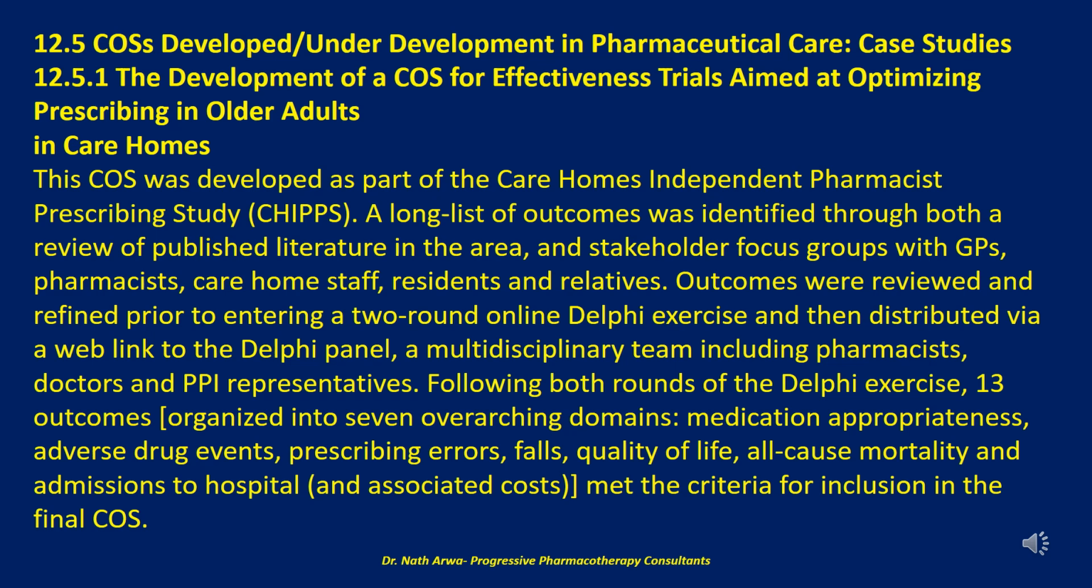Following both rounds of the Delphi exercise, 13 outcomes, organized into 7 overarching domains: medication appropriateness, adverse drug events, prescribing errors, falls, quality of life, all-cause mortality and admissions to hospital, and associated costs, met the criteria for inclusion in the final core outcome set.